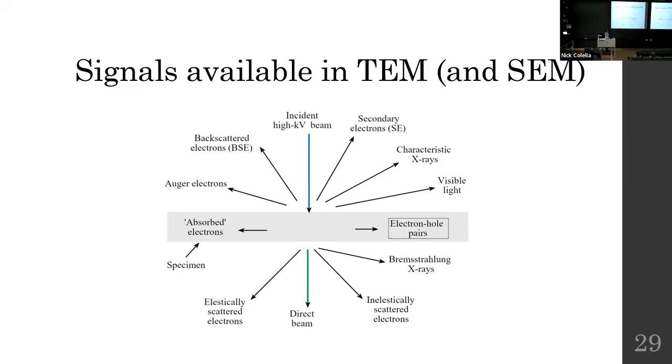We can also generate characteristic X-rays for a technique we call EDS, which I'll come on to in a couple of slides. We can generate light, which is cathode luminescence, generate Auger electrons. We can also look at the direct beam, which is what we were doing in TEM. And in diffraction, we were looking at elastically scattered electrons. But sometimes the electrons, with their interaction with the sample, lose energy. So you get inelastically scattered electrons, and those can sometimes be really interesting too.